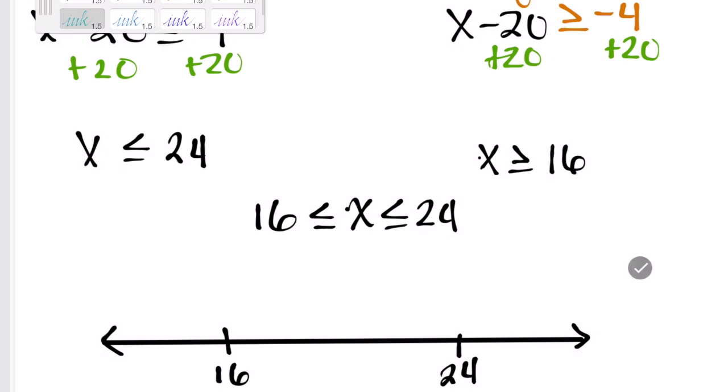We have the or equal to symbol, so these are going to be filled-in bubbles, which means we're including these numbers. And then x is greater than 16, that's going to the right, and less than 24, going to the left, so all of these points in between would satisfy the situation.